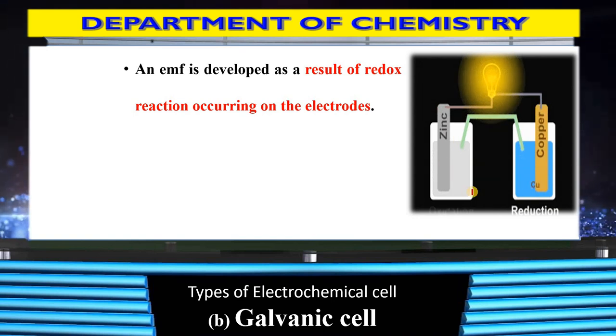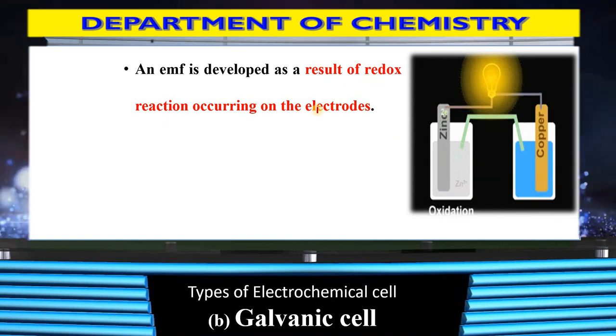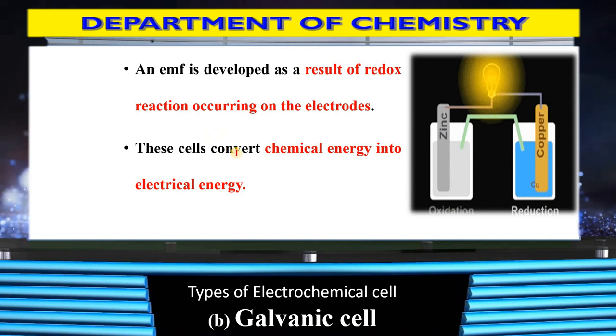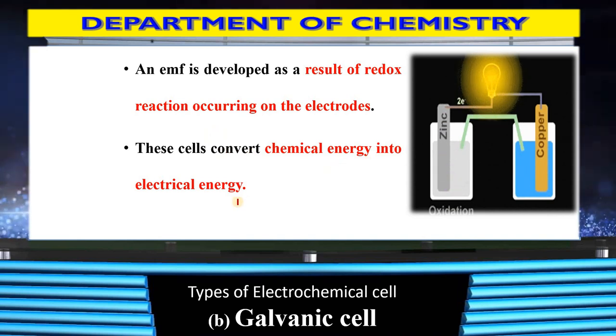This means the electrical current is the result of a redox reaction occurring at the electrodes. The zinc electrode loses two electrons, and those two electrons are acquired by the copper electrode. At that time the redox reaction occurs. Redox reaction is the combination of reduction and oxidation. Therefore by using these two electrodes we carry out the redox reactions, and this cell converts chemical energy into electrical energy. Why is chemical energy used here to produce electrical energy?